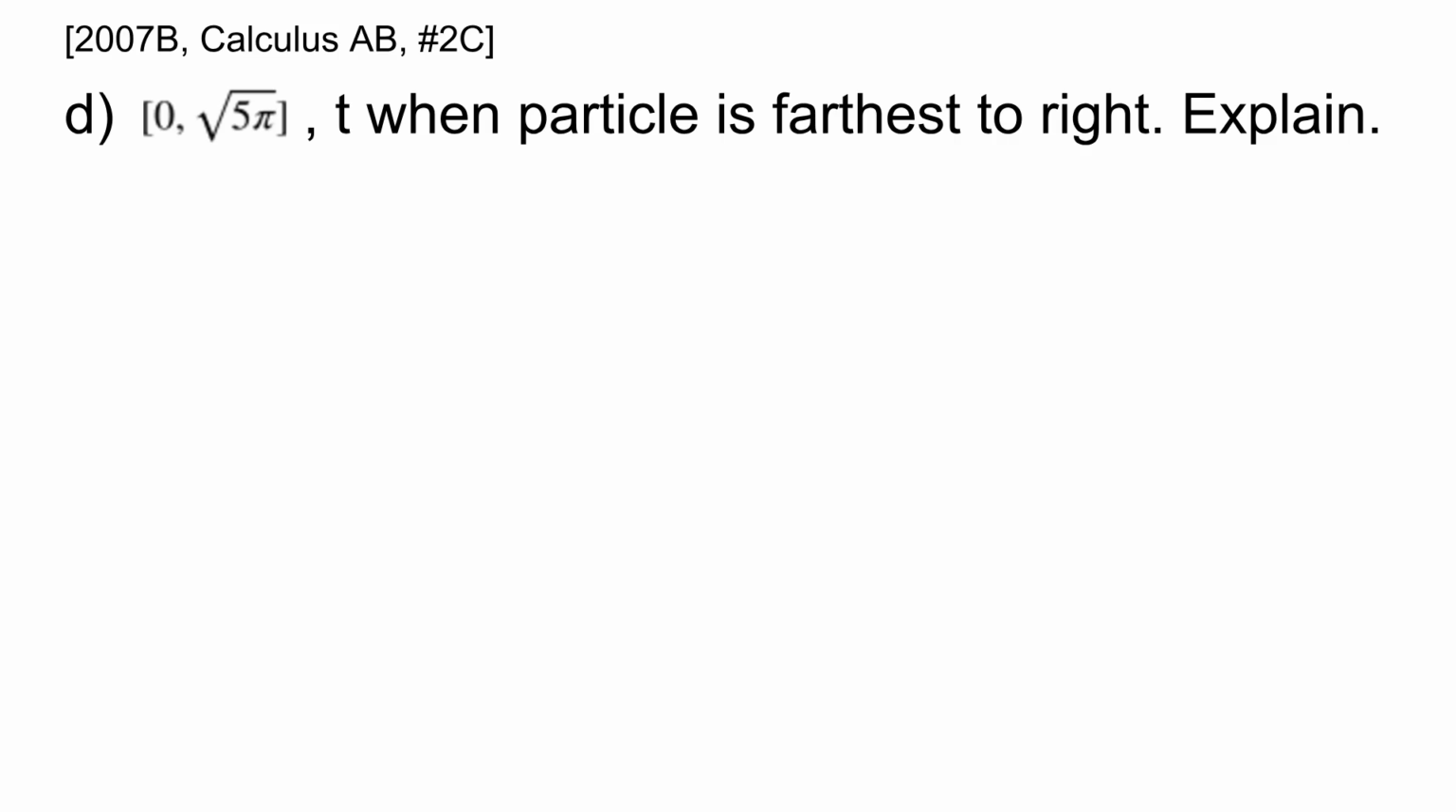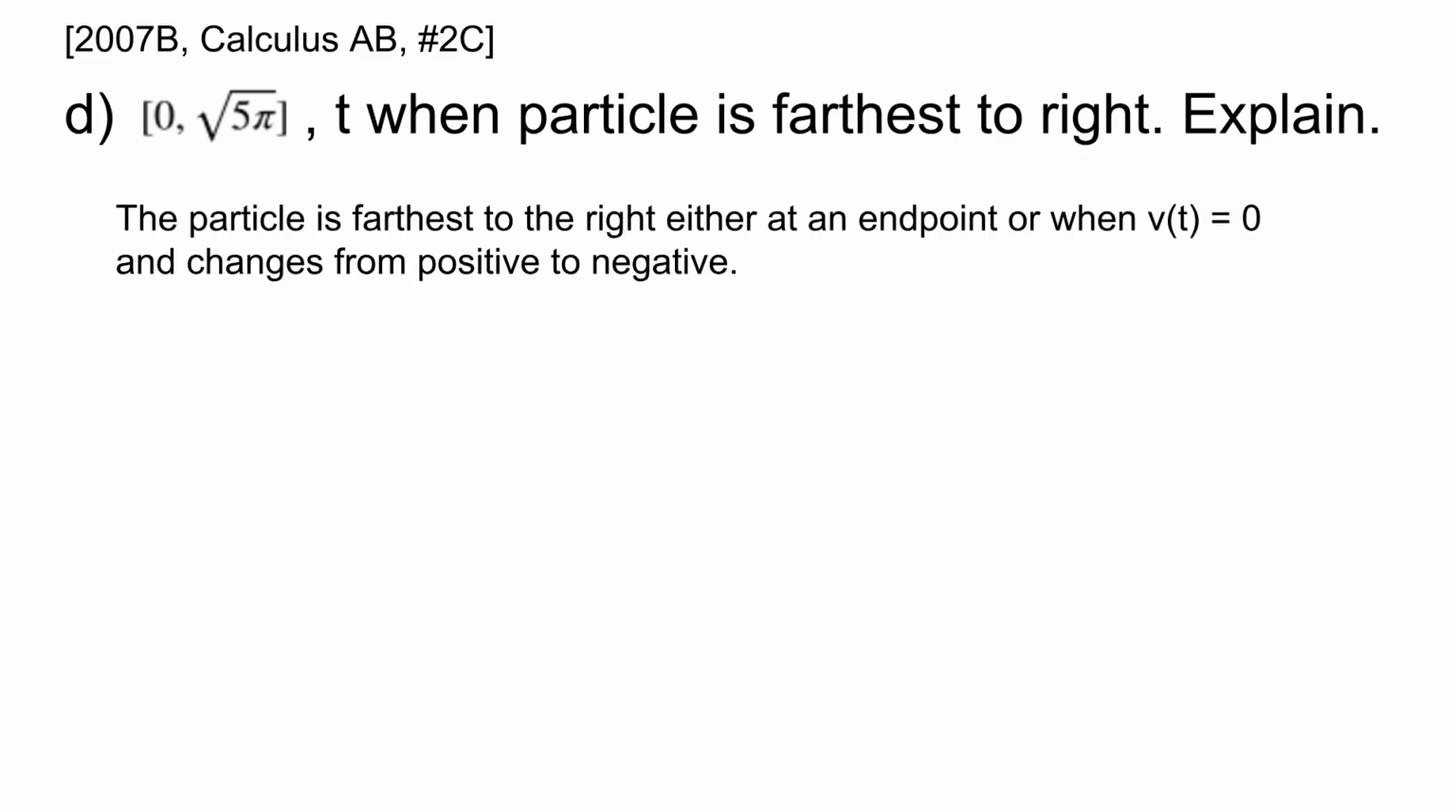In part D of this question, we are asked to consider the interval from 0 to the square root of 5 pi. We are asked for the time t when the particle is farthest to the right and to explain our answer. The particle will be farthest to the right either at an endpoint of the interval or when v of t equals 0 and changes from positive to negative.